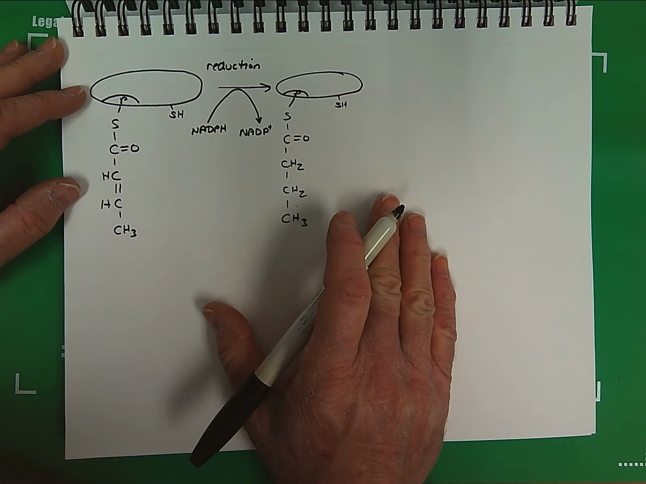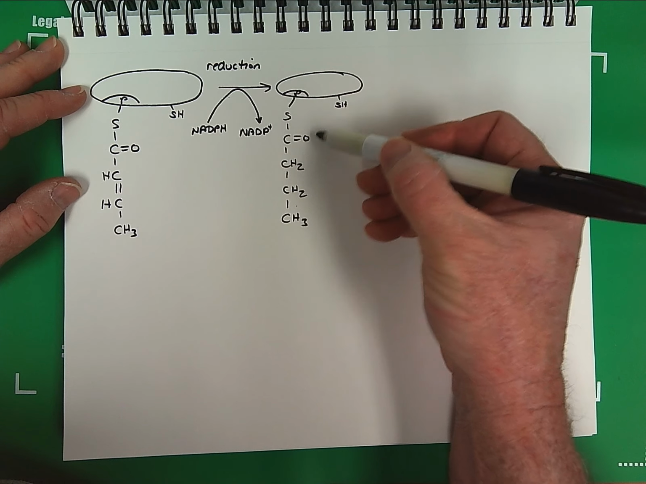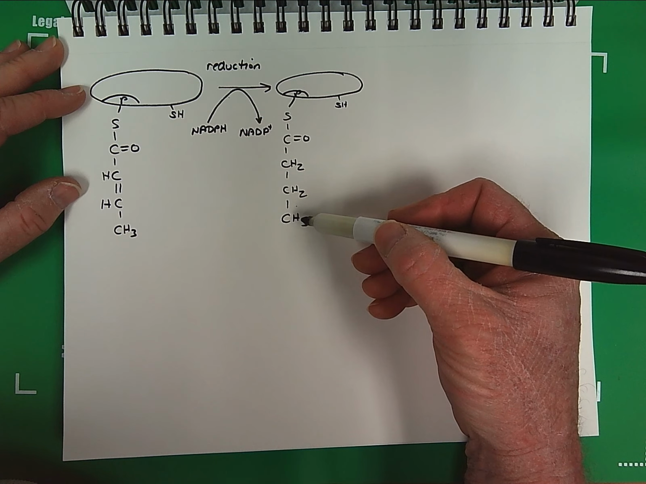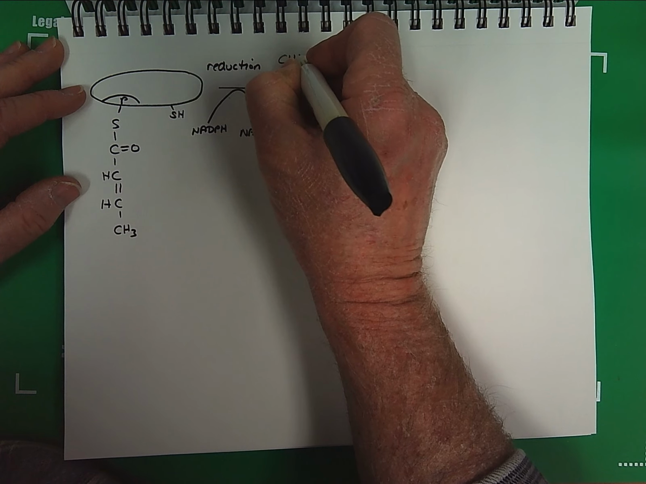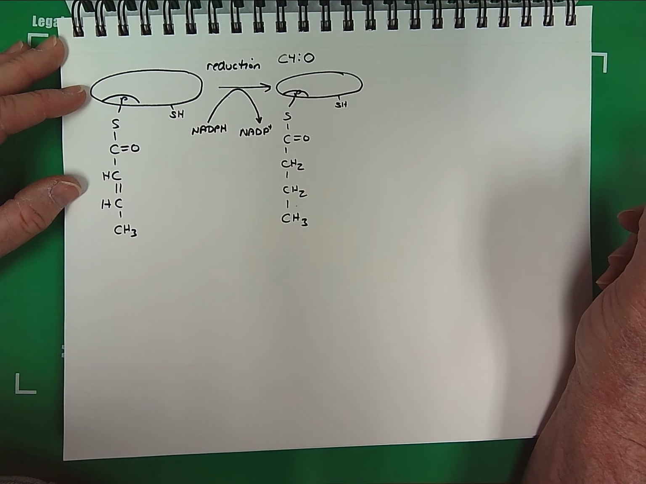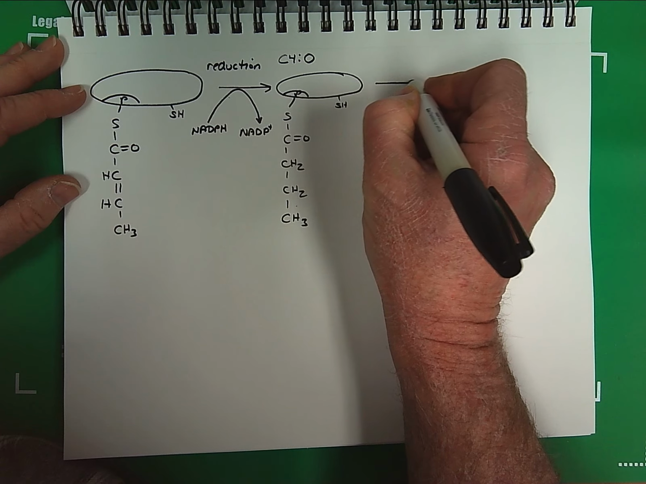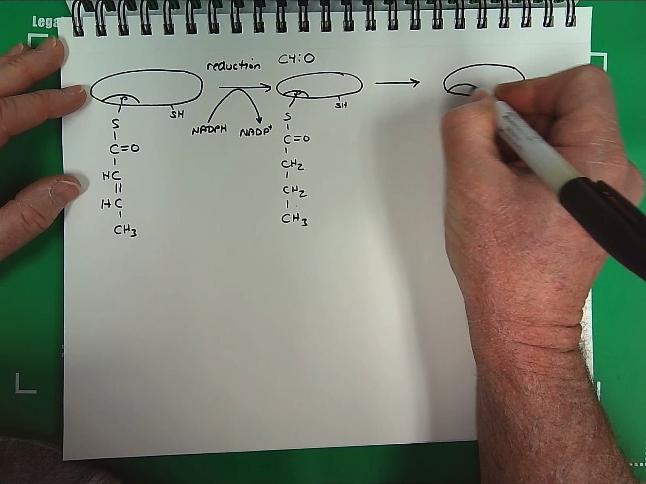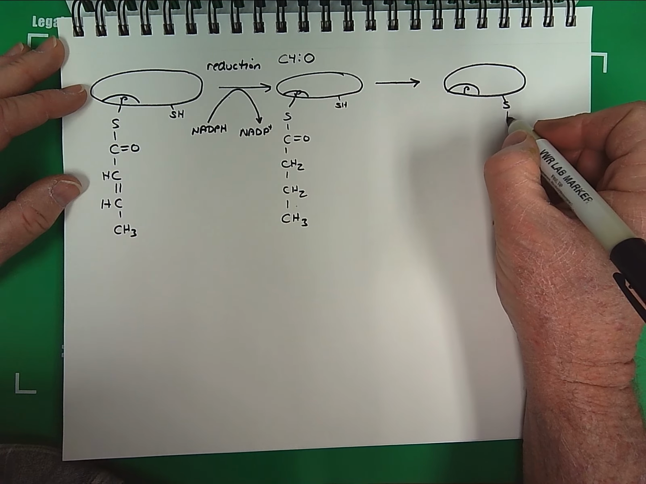So now, once we reach this state, notice what we've generated. We've got a carbonyl, and we have a fully saturated carbon chain. What we have here is actually considered a C4:0 fatty acid. So now we've added essentially two acetyl groups together to generate our hydrocarbon chain fatty acid. Now the next step is to move this fatty acid chain over to this sulfhydryl group.